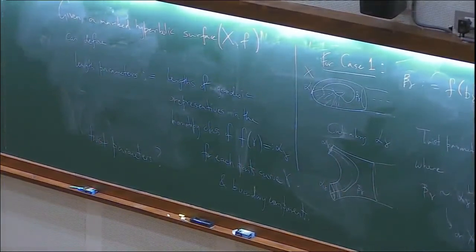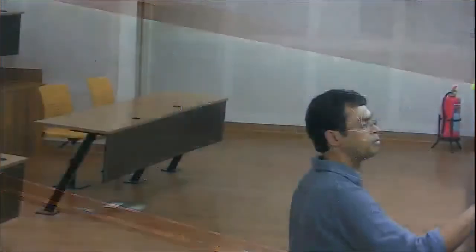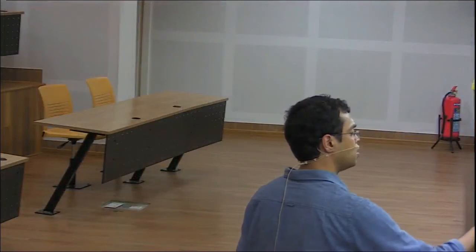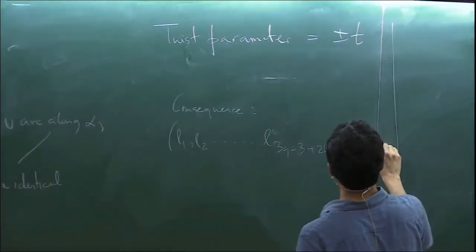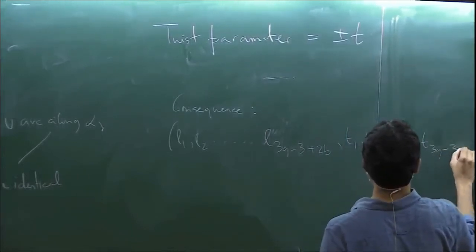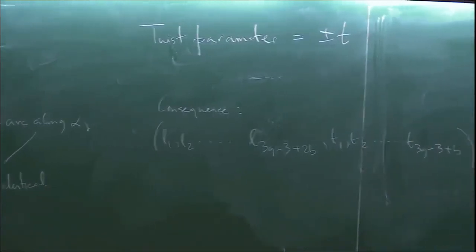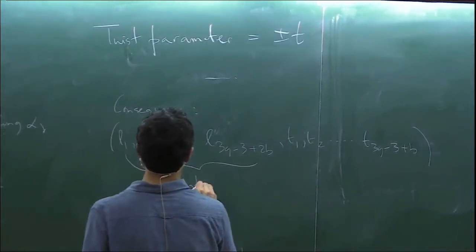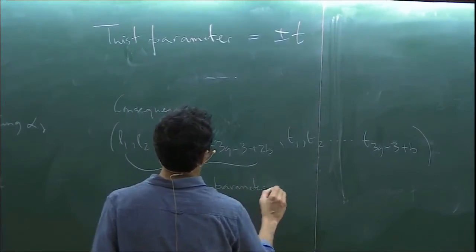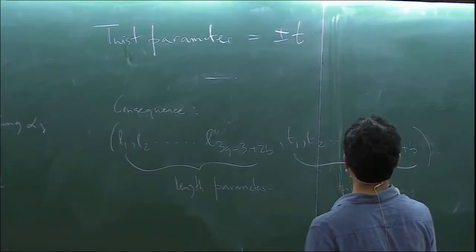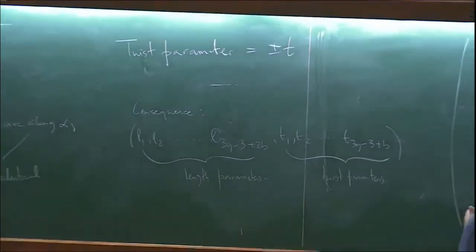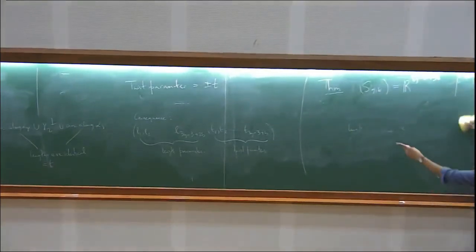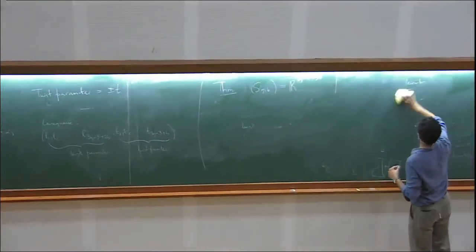So as a consequence, you have these parameters: the length parameters, which are 3g minus 3 plus 2b of them, and the twist parameters, which are 3g minus 3 plus b. And so that gives us one direction of this theorem. Given a marked hyperbolic surface, and once you fix this pairs of pants decomposition as the auxiliary curves, you already have, let me not erase this theorem, you already have these many parameters. And conversely, if you start out with this set of parameters, remember that you fixed a pairs of pants decomposition already, once and for all.